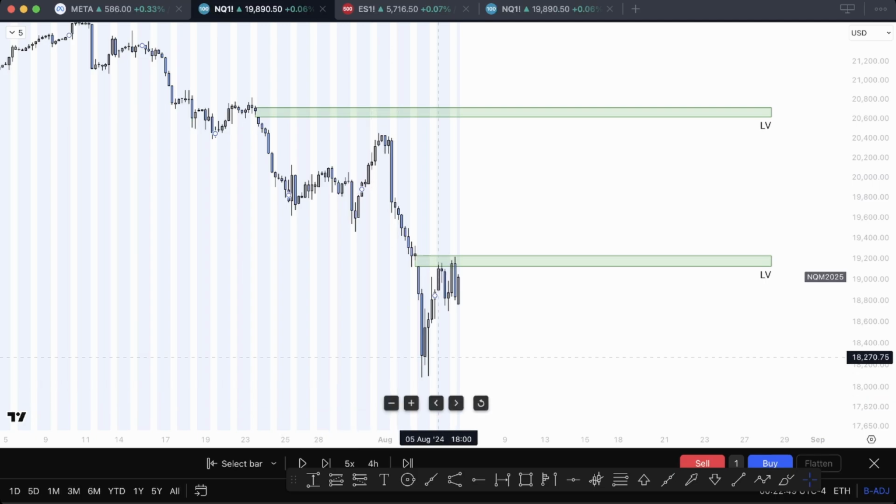As we play this out, notice how we ultimately don't have an entry model to actually target this first liquidity void, which is perfectly fine. If you do not see an entry model, you do not take the trade. Now let's play this out some more.